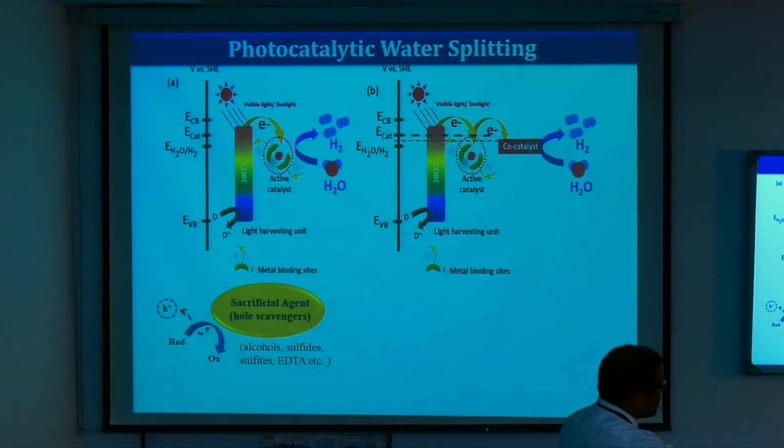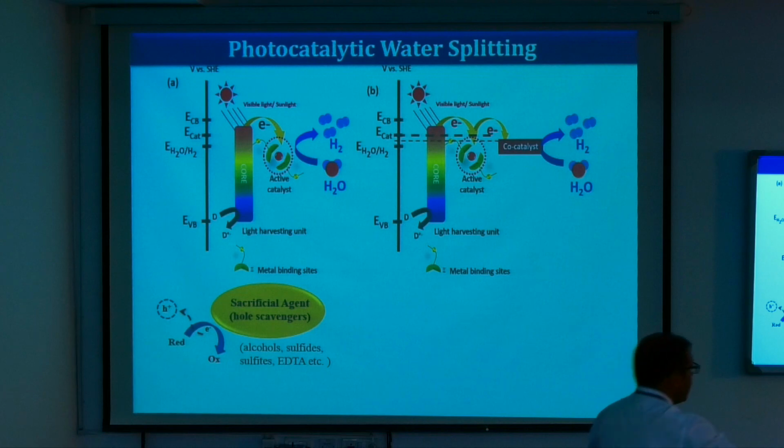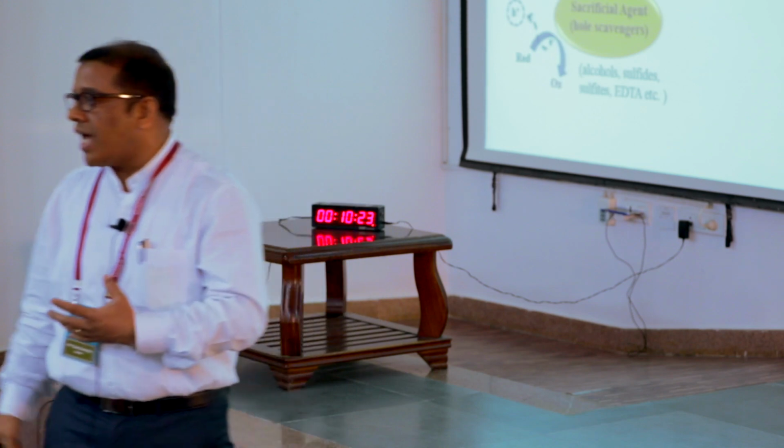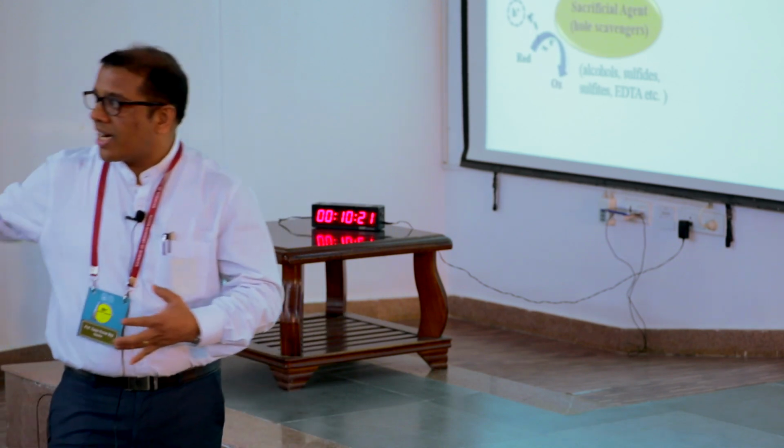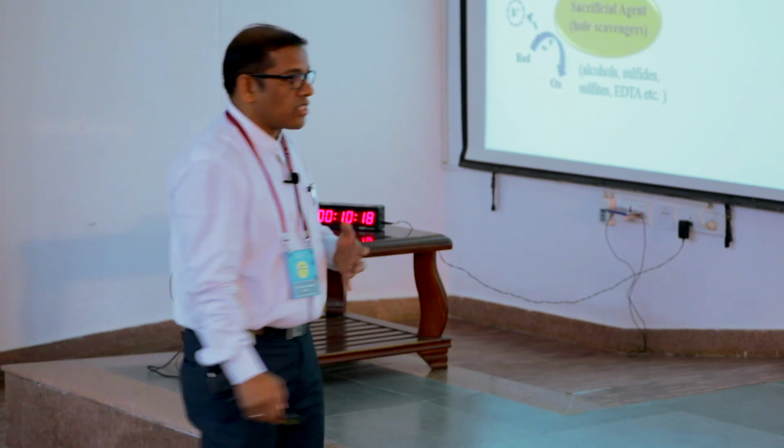I'm not going into details. You have the incident light. The energy of the incident light has to be higher than the band gap of the material. Then you can get these electrons and holes. Then you can use a hole scavenger. And the excited electron, or the lifetime of the system, has to be long enough to go to the catalytic sites to do the reduction process.